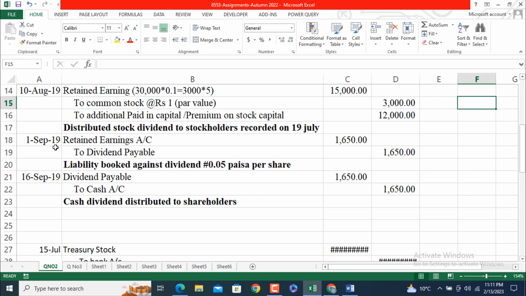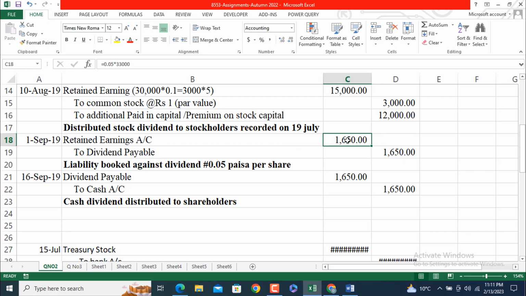Now come to this second transaction regarding the cash dividend, which is announced or declared on 1st September 1999. Again, as retained earning is a part where profit or loss is booked in the retained earning account, dividends also hit the retained earning account. So here we pass the entry retained earning account to dividend payable. It is a temporary account that has been created to pass the journal entry on the date of declaration.